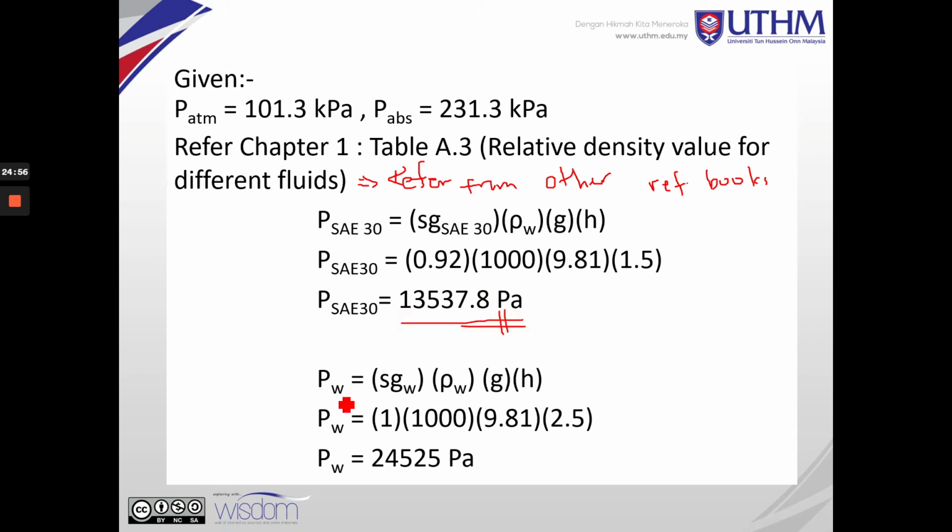So for water here, the density of water, we know that the specific gravity of water, we just use the density of water 1000 times G here and times the height, the depth of water. So we get the value of PW is this one.